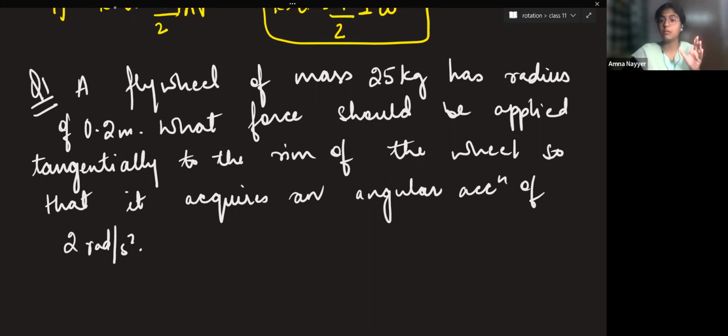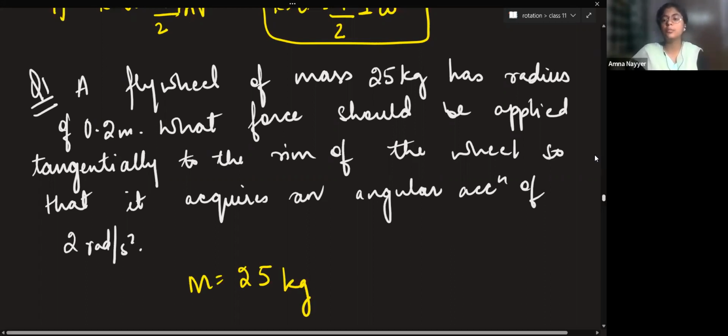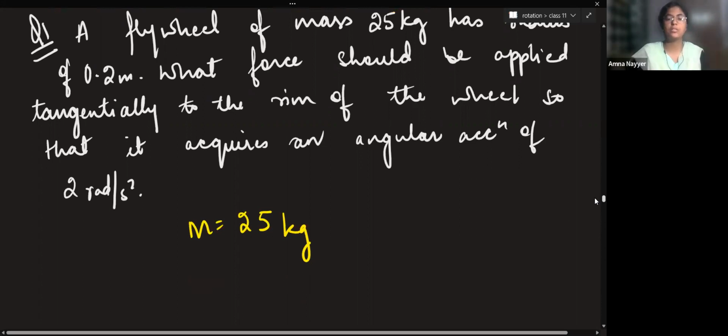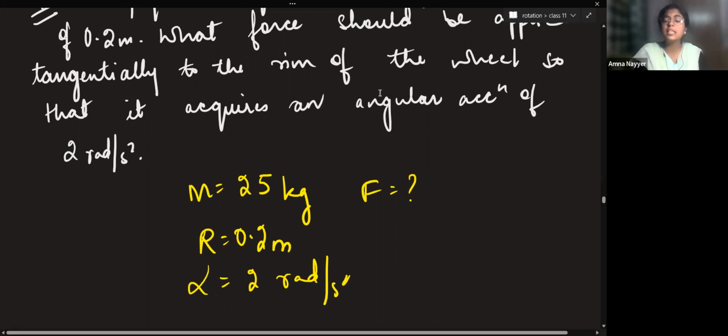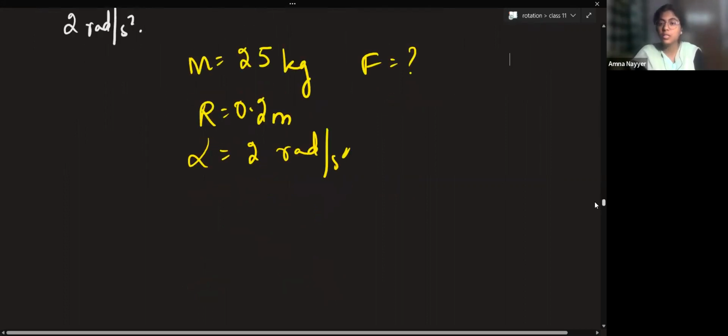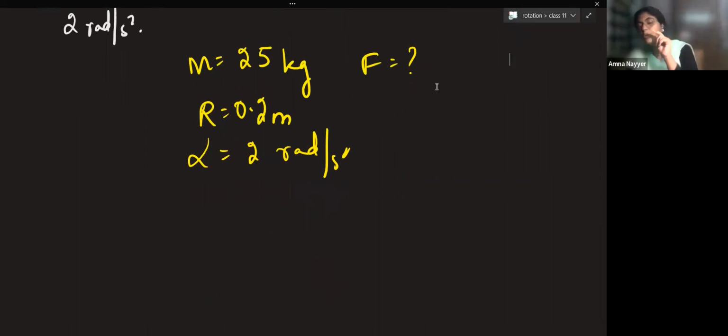So not moment of inertia, mass, linear mass. So M is given to you as 25 kg. Has radius of 0.2 meters. So the radius is given as 0.2 meters. What force, linear force, it is asking should be applied when angular acceleration is given as 2 radian per second square? So class, in such cases, you require the usage of the formulas we have done right now. Why I was emphasizing so much that you all should remember the formula is because of this only.